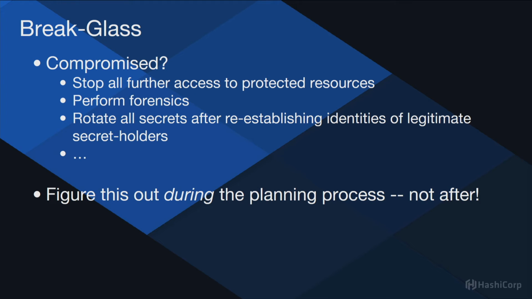Break glass procedures. So you've been compromised. You know you've been compromised. Now what? Do you stop all further access? Do you perform forensics? Do you rotate all secrets? How do you actually rotate all the secrets? How do you figure out what they are? You need to figure this out during the planning process. You cannot figure it out afterwards. You just can't. Once you actually have a beast of a system all built, trying to shoehorn it in later when you haven't been thinking about this from the beginning is going to be impossible.